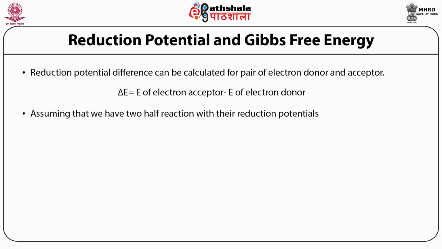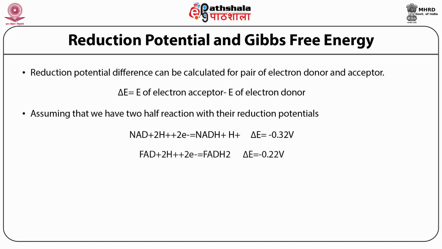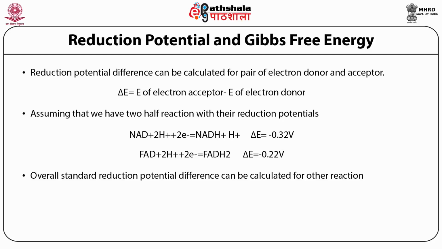So we are assuming that we have two half reactions. In one reaction, NAD is reduced into NADH with a reduction potential of minus 0.32 volts. FAD is reduced into FADH2 with a reduction potential of minus 0.22 volts. The important point to remember here is that both reduction potentials are given for the reaction where reduction is taking place. But in the question, they are asking about an equation where NADH gets oxidized and FAD gets reduced.